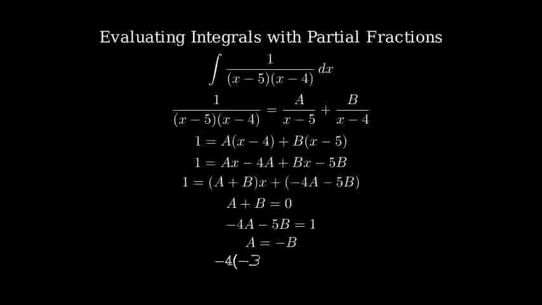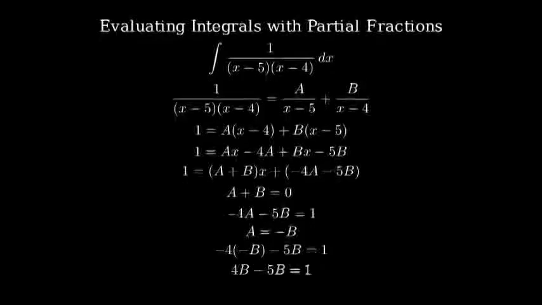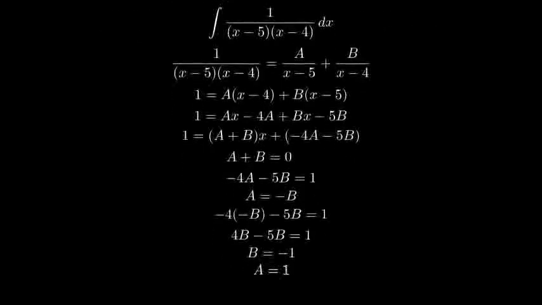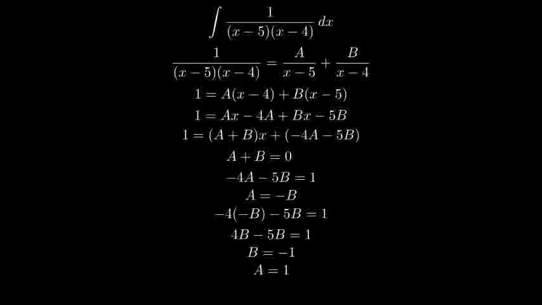Let's solve the system of equations for A and B. Solving the first equation for A, we get A equals negative B. Substituting in the second equation, we get negative 4 times negative B minus 5B equals 1. Simplifying, we have 4B minus 5B equals 1, leading to negative B equals 1. Hence B equals negative 1. Substituting B equals negative 1 into our expression for A, we find A equals positive 1.